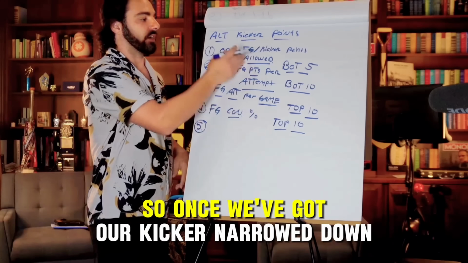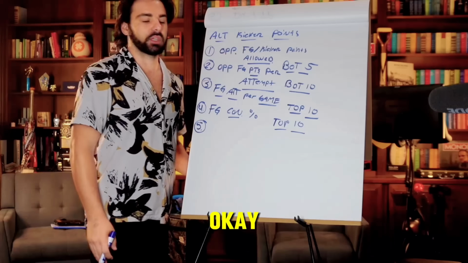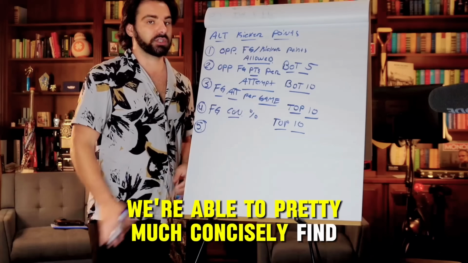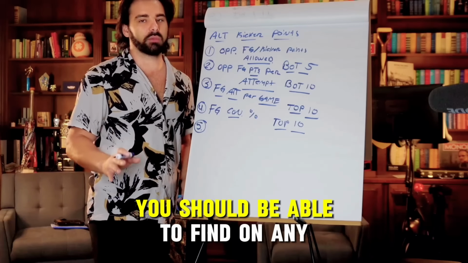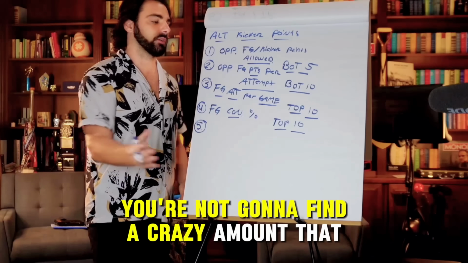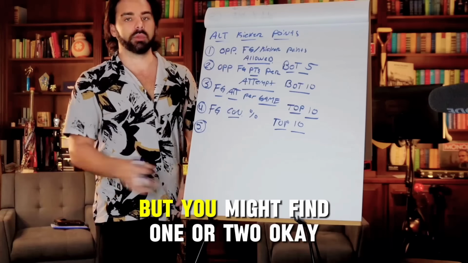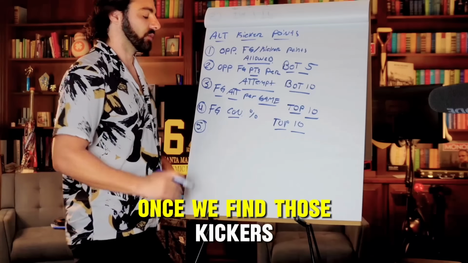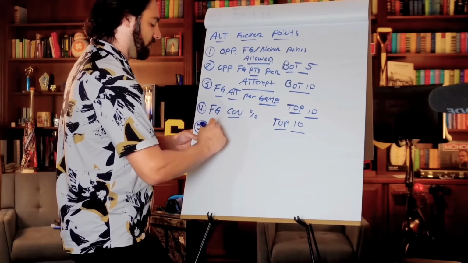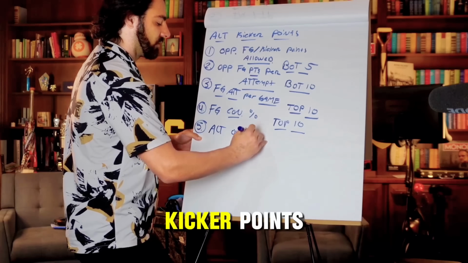So once we've got our kicker narrowed down, he's gone through our first 4 steps, you should be able to find, on any given Sunday, maybe 1 to 2 kickers. You're not going to find a crazy amount that fit this criteria, but you might find 1 or 2. Once we find those kickers, what we're going to do is look at the alternate over kicker points.